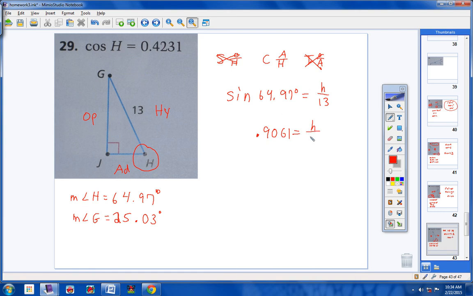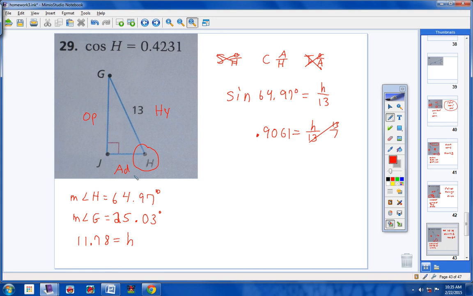Now your denominator is 13, so we simply multiply both sides by 13 and we're finished. When you multiply 0.9061 times 13, you get 11.78 if you round correctly. If you multiply the right side by 13, your 13s cancel, leaving you with h. So there's the length of side h, and don't confuse that with hypotenuse, okay? That h does not stand for hypotenuse. That h stands for little h, the side across from angle h.